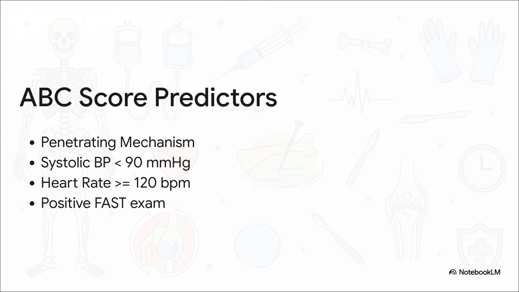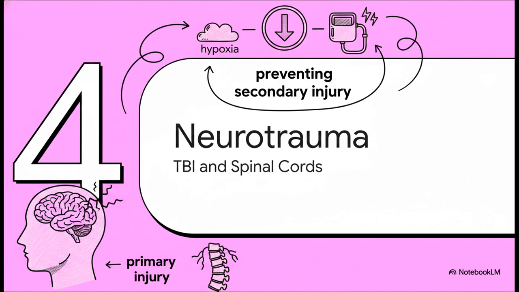You need to initiate damage control resuscitation right away with a balanced 1:1:1 ratio of packed red blood cells, fresh frozen plasma, and platelets. That's how we combat trauma-induced coagulopathy. Up next, round 4, neurotrauma, TBI and spinal cords. We're focusing heavily on protecting the central nervous system and preventing those secondary brain injuries caused by hypoxia or hypotension.